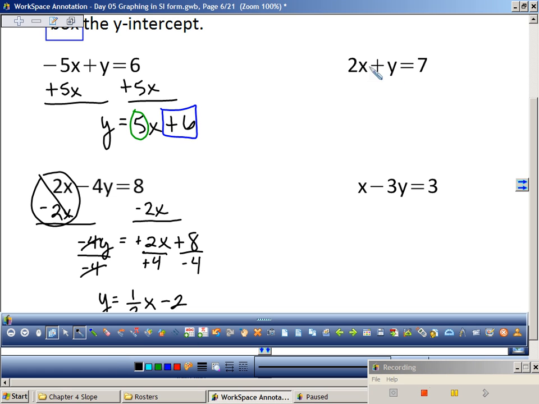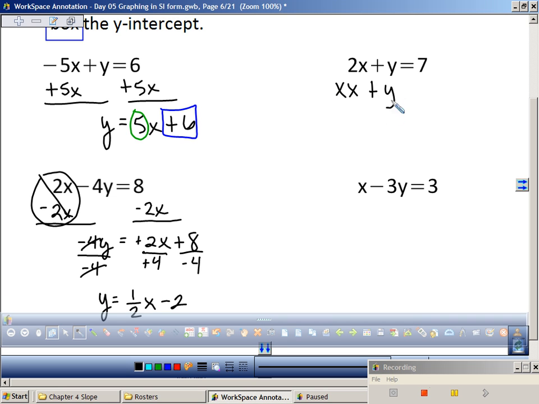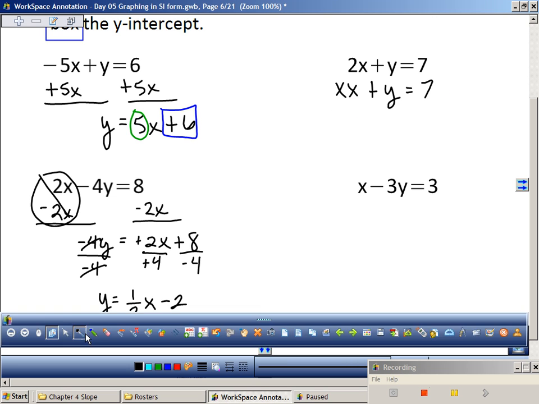Okay, so some of you had an issue with this. This is 2 x's, right? Jesse, look at this. This is 2 x's right here, plus a y equals 7. If I want to move 2 x's on this side, how could I move those 2 x's? How do you move 2 x's? I'm going to subtract 2 x's. Do you see why I'm doing this?